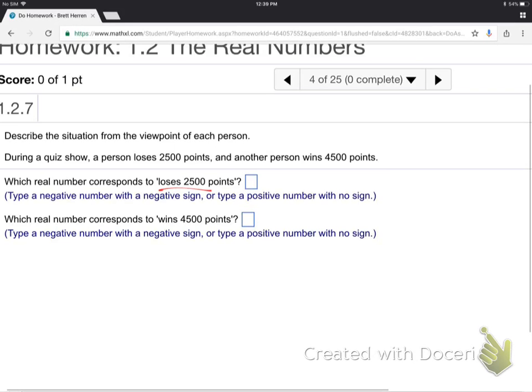So, loses 2,500. They want you to type in negative 2,500. Wins, that's just regular, positive, normal 4,500. That's all they're doing. Loses is negative. This is question number 4 up here. That's all they want on that. Loses is negative, wins is positive, normal. That's all they want.